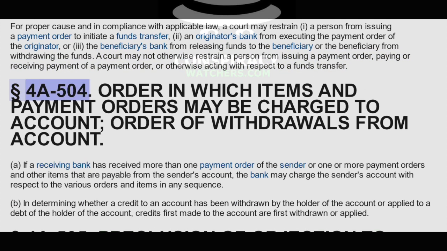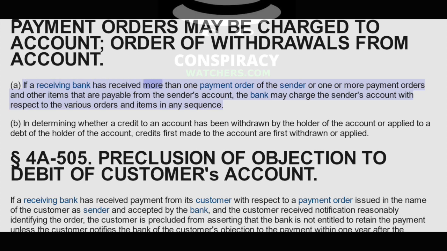Section 4A504. Order in which items and payment orders may be charged to account, order of withdrawals from account. If a receiving bank has received more than one payment order of the sender or one or more payment orders and other items that are payable from the sender's account, the bank may charge the sender's account with respect to the various orders and items in any sequence.